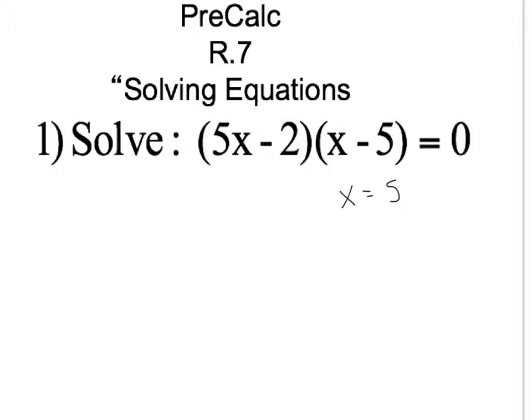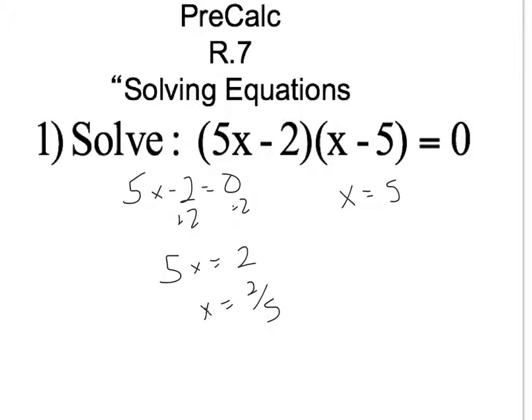This is obviously the easy one. The other one, with a little thought, you can come up with your own little shortcut. But normally I will just simply set it equal to 0 so I know I will get the right answer, and then solve this the normal way as a linear equation. So we end up getting 5x equals 2. Final answer would be 2/5. So again, each factor will have an answer. So if we have 3 factors, we'll have 3 answers.